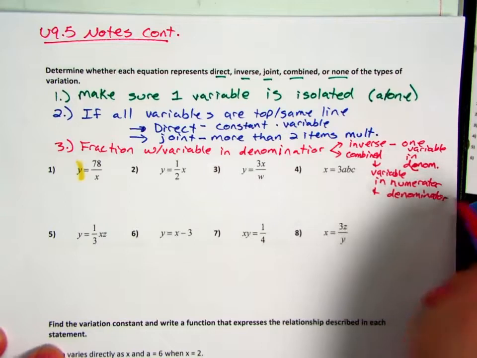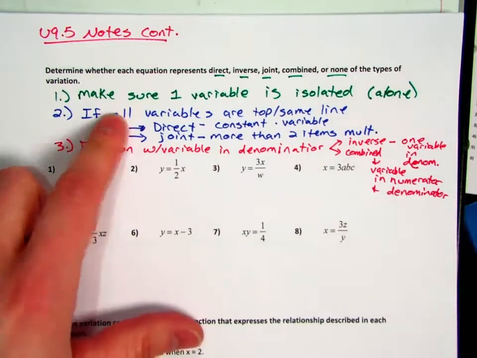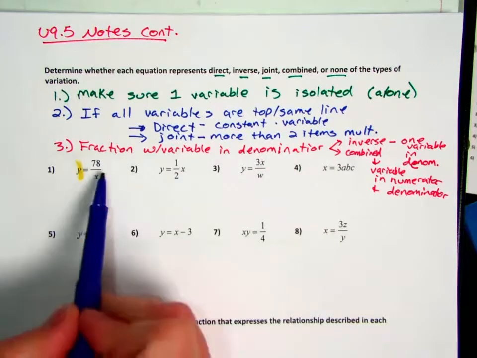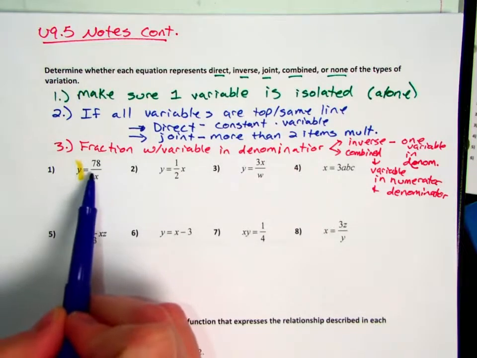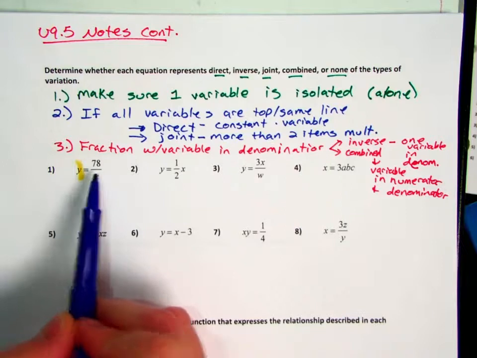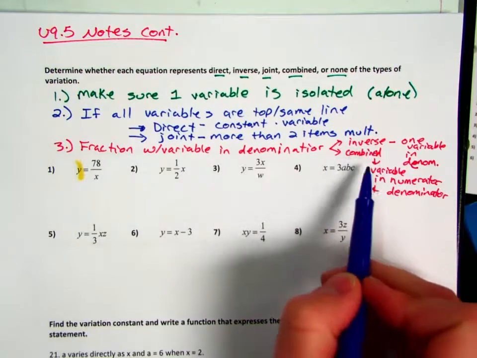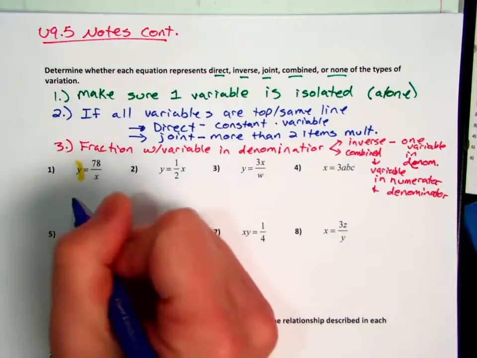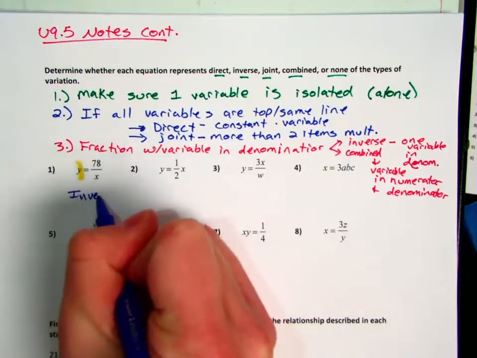Okay, so the most important step is the first step to make sure that the variable is isolated. After that, you can decide direct and joint would be if there's no fraction at all, or inverse or combined if there's a fraction, and look at where the variables are. So in this first case, number 1, I see a division sign, which means it's automatically going to be either inverse or combined. And since there's only a variable in the denominator, there's nothing in the numerator, I know right away that this is an inverse.